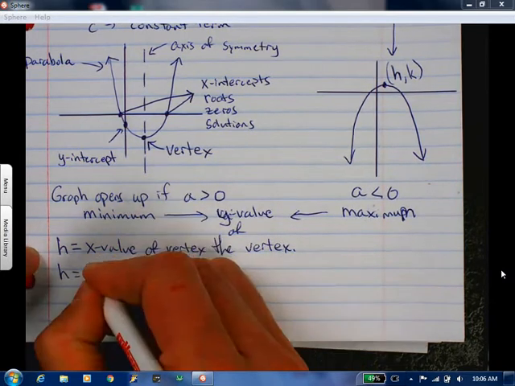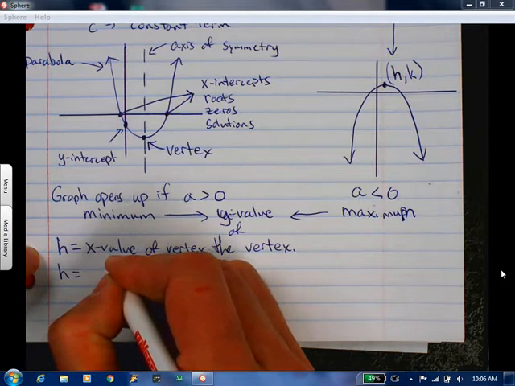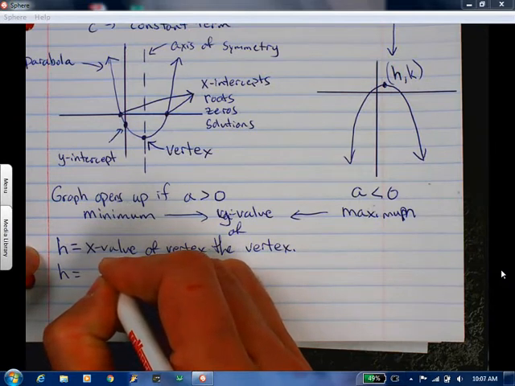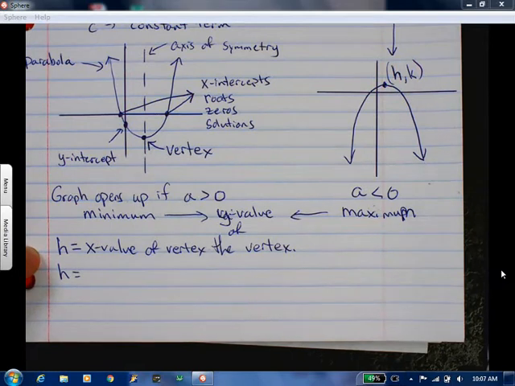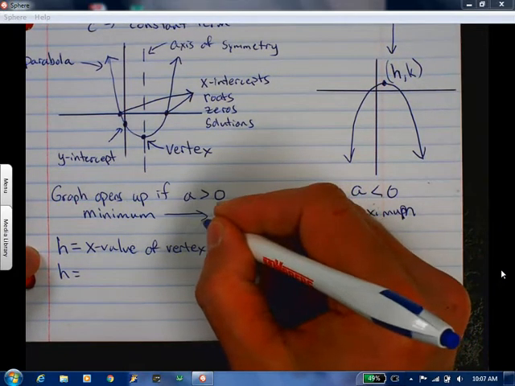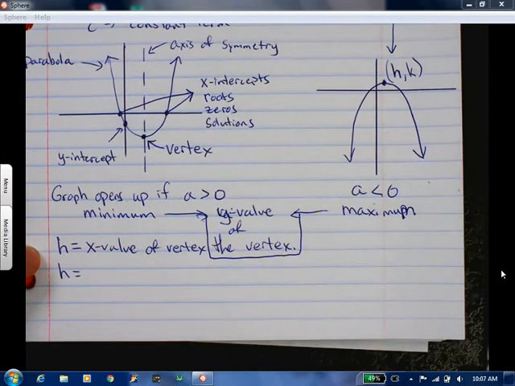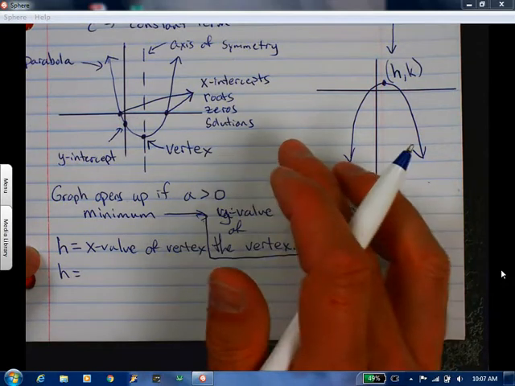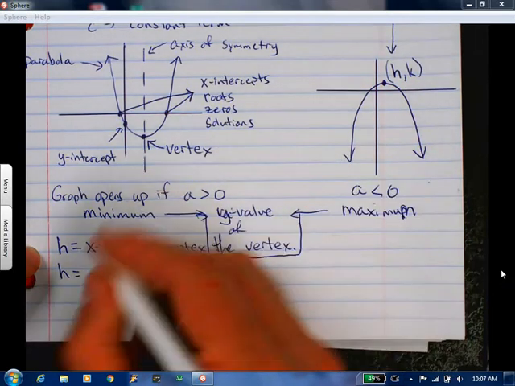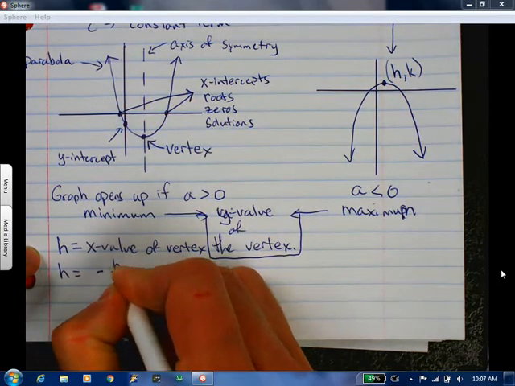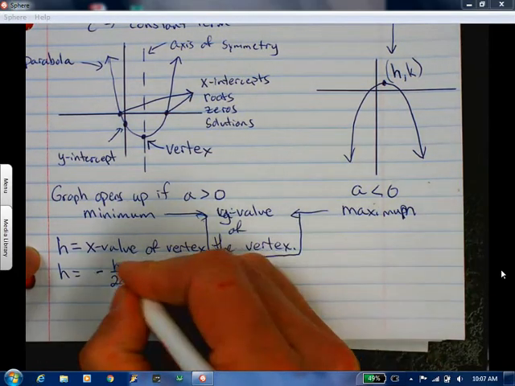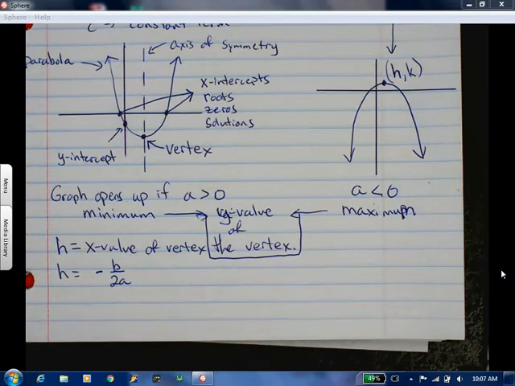And h is going to equal that, from that part right there. The opposite of b over 2 times a. So the b's and a's are going to come from the formula. Opposite of b over 2 times a. We're going to come back and use this.